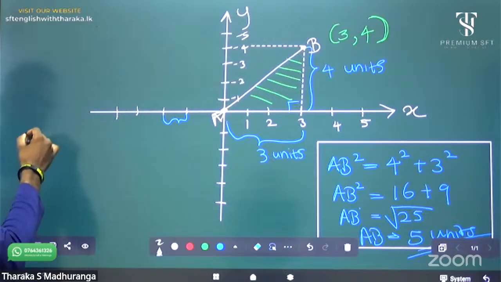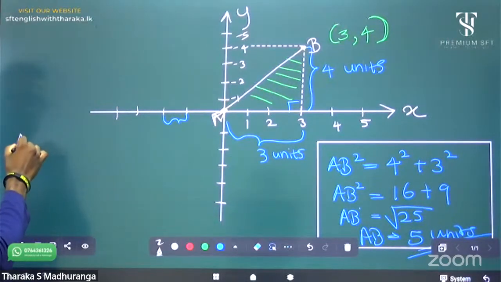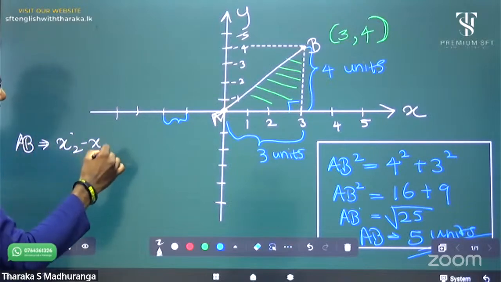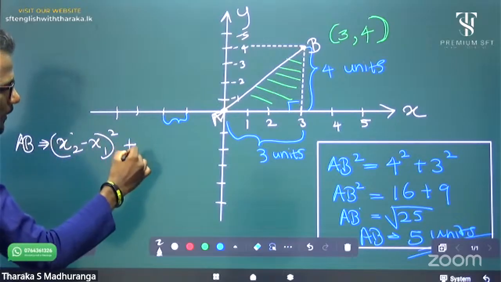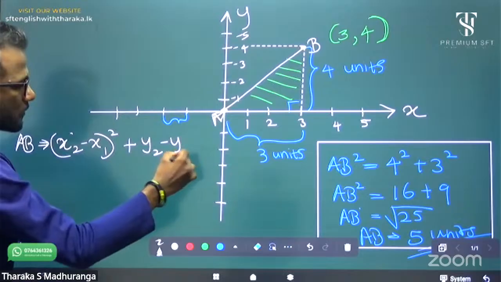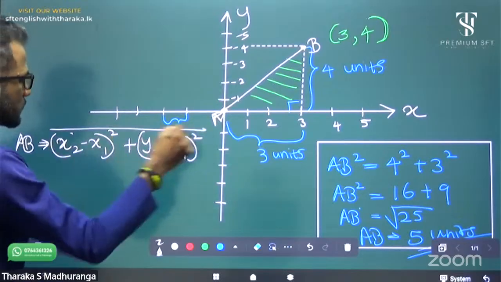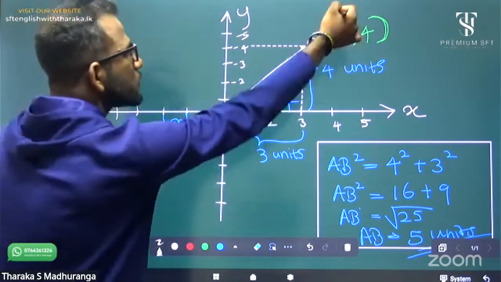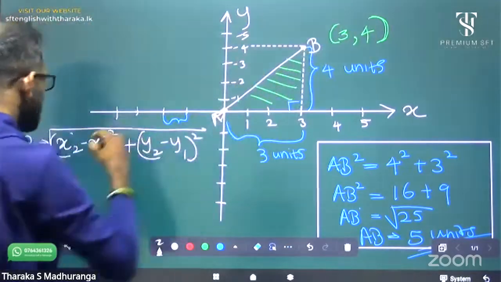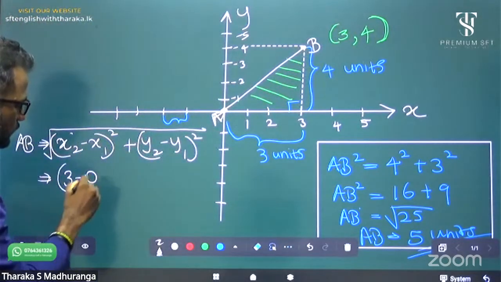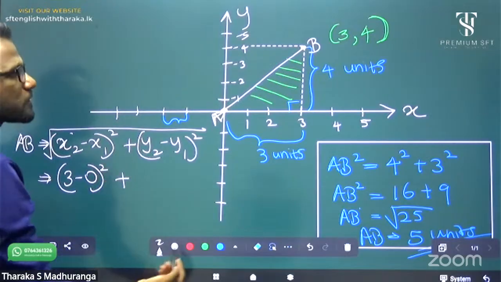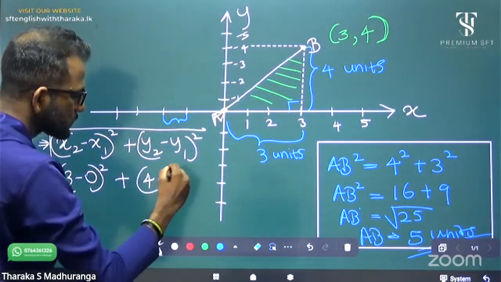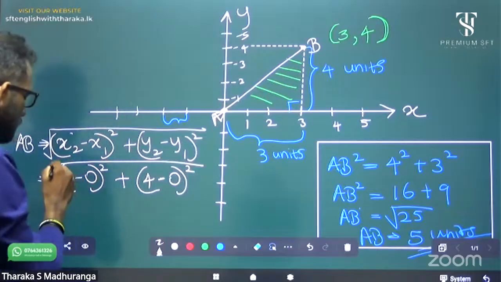What is the short method? Do you remember the equation? The length of AB equals the square root of (x2 minus x1) squared plus (y2 minus y1) squared. According to this equation, what is x2 minus x1? 3 minus 0, squared, plus y2 minus y1, 4 minus 0, squared.